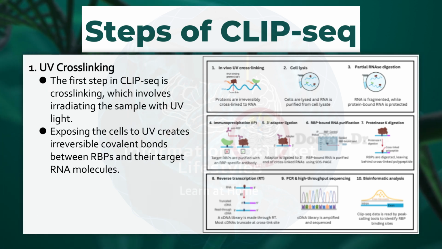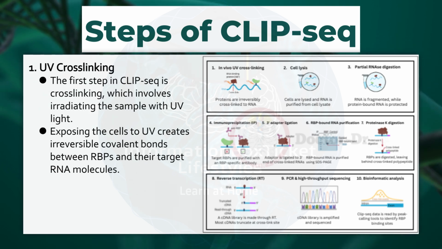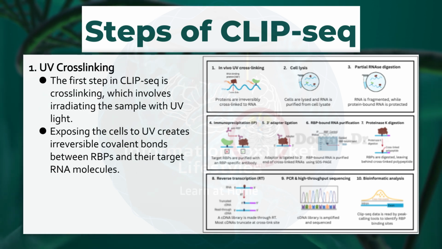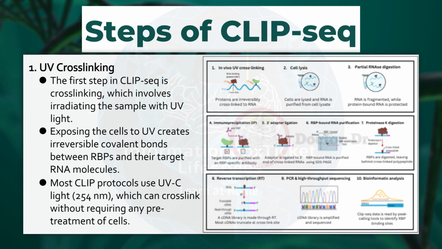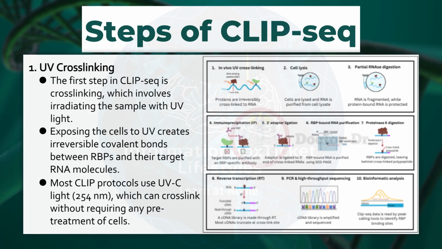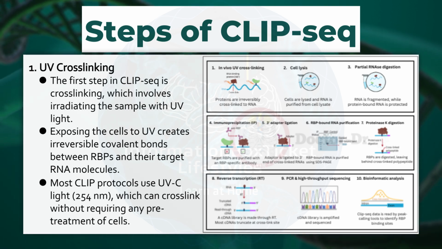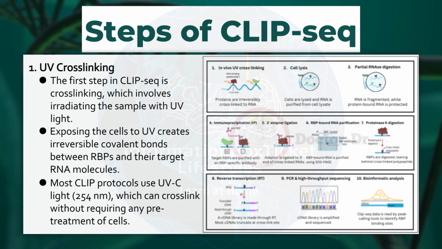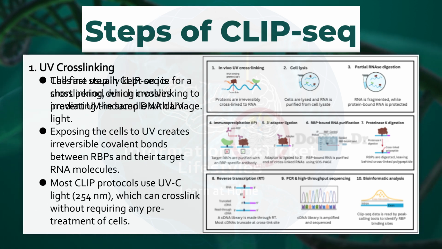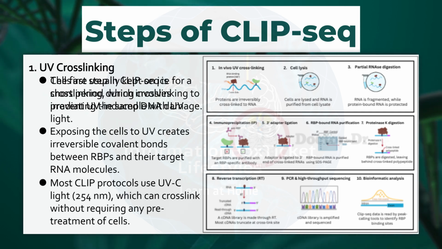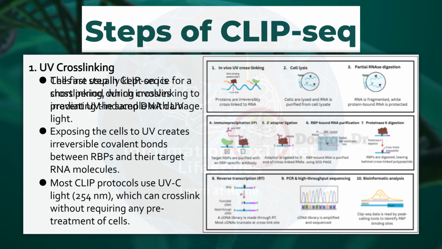Exposing the cells to UV creates irreversible covalent bonds between RNA-binding proteins and their target RNA molecules. Most crosslinking and immunoprecipitation sequencing protocols use UVC light, 254 nanometers, which can crosslink without requiring any pretreatment of cells. Cells are usually kept on ice for a short period during crosslinking to prevent UV-induced DNA damage.